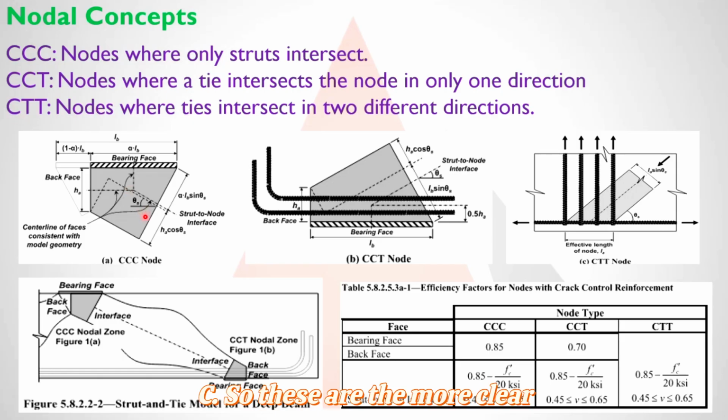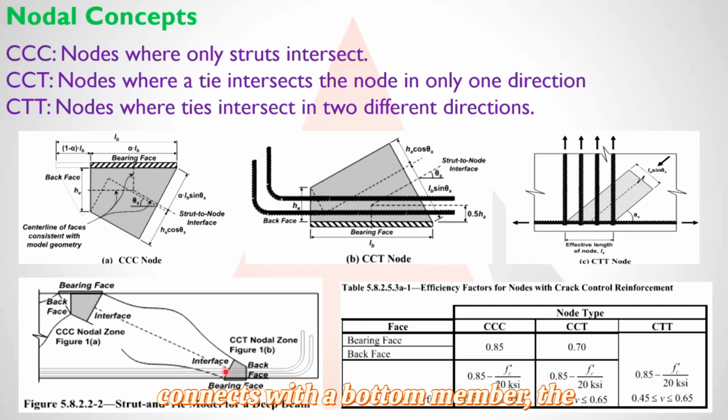These are the more clear images in which more things are mentioned. We have a bearing face, we have a back face, and we have a strut to node interface. These three faces are common in all three kinds of nodes, and we have some different ideologies based on these faces as per the nodal formation. In this simple image, the third one, you can see the faces. This is the back face. The top one is the bearing face, which is commonly where the girder loads are. And this is the interface where we commonly have a strut.